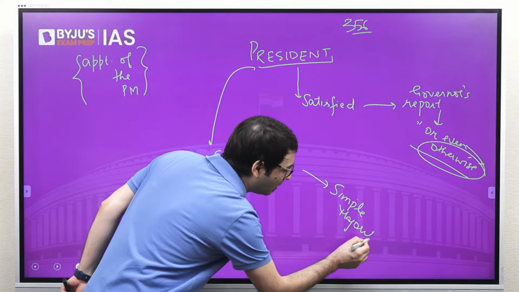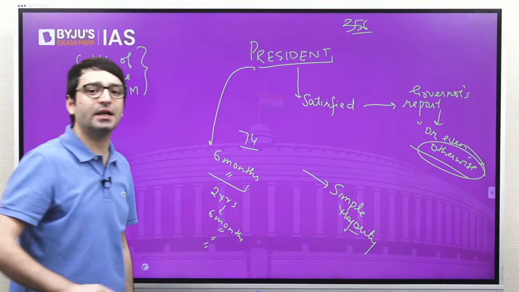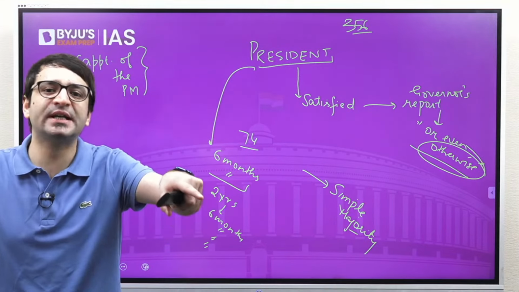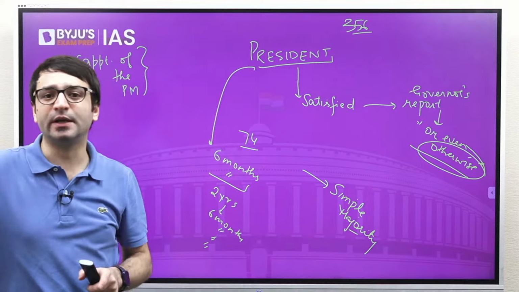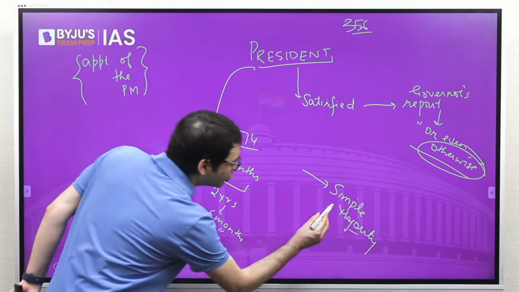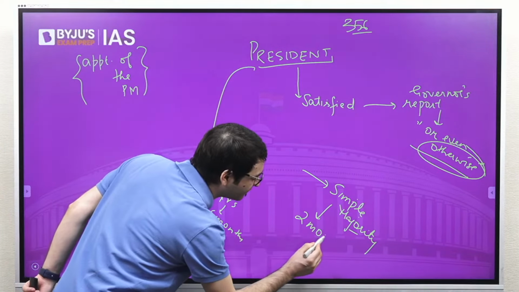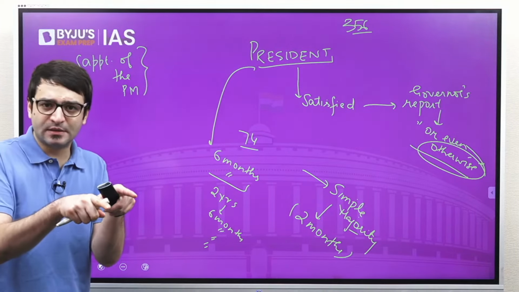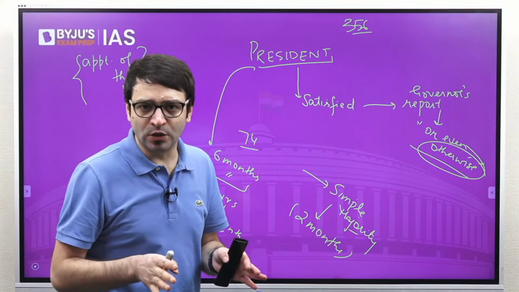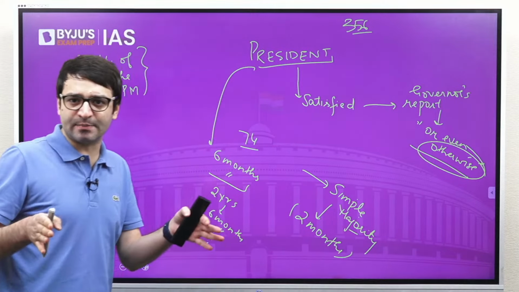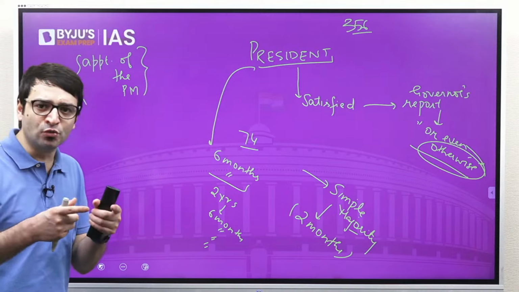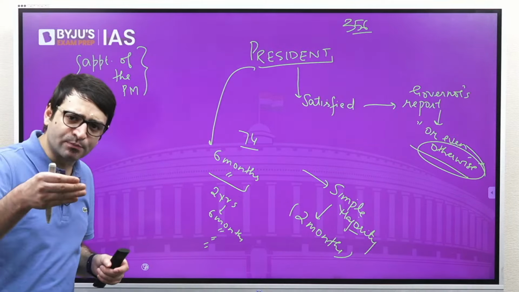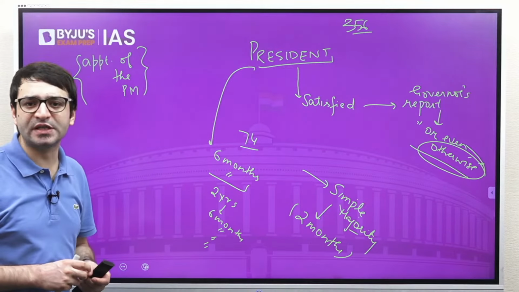So approval of national emergency by the Parliament requires special majority. But the approval of President's rule in a state requires simple majority. And this approval should be given by both houses of the Parliament within 2 months. Within 2 months of the imposition of President's rule, both Lok Sabha as well as Rajya Sabha have to approve President's rule by simple majority. And once it is approved, President's rule continues for 6 months.